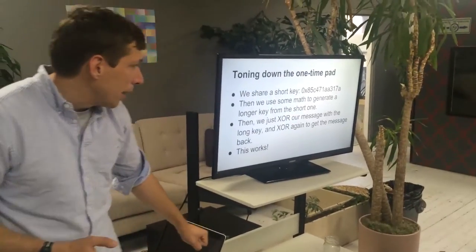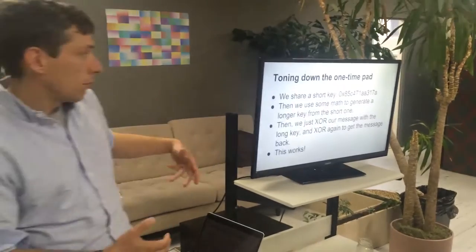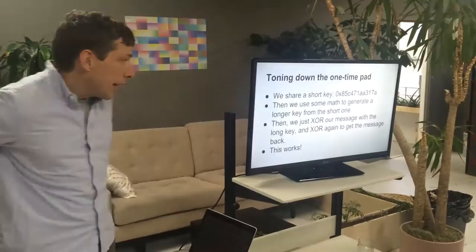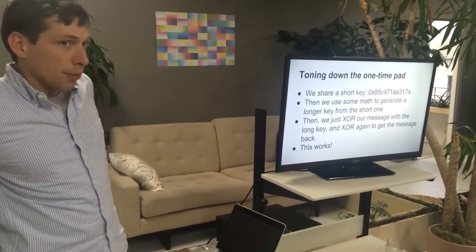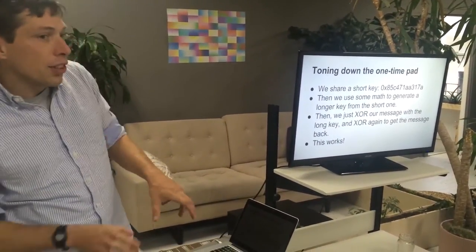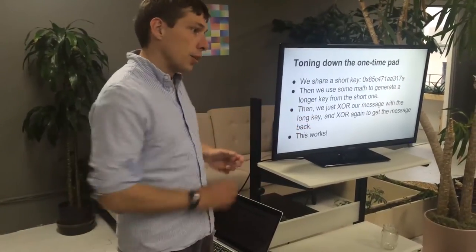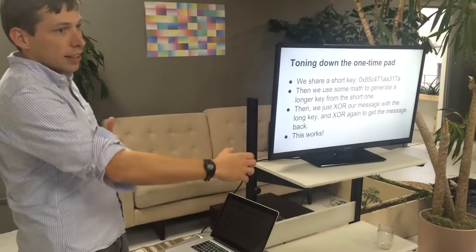Okay, so what we can do with a one-time pad, we can share a short key. I'm just going to make up some random number. Then we can use some math to generate a longer key from the short one, but we never expose that short key. Then we can do the same thing as the one-time pad with this extended key.